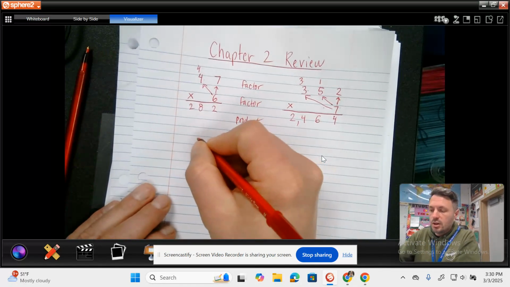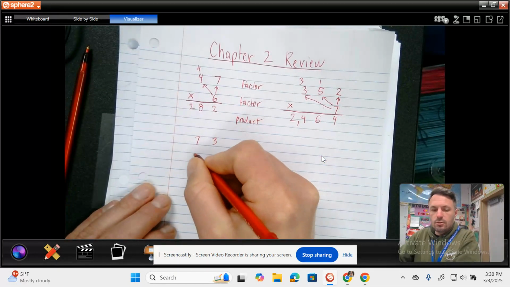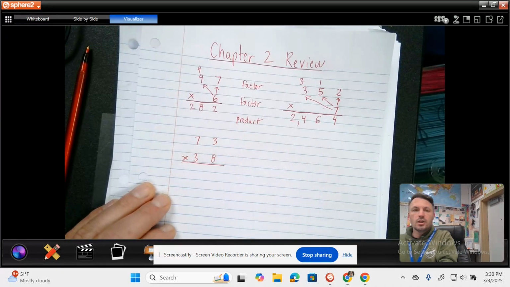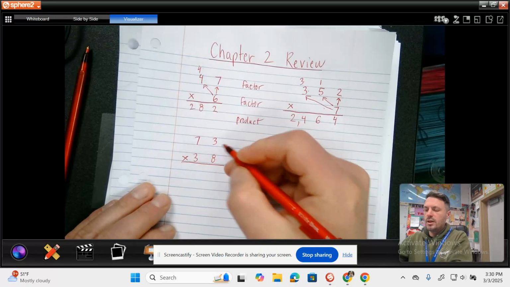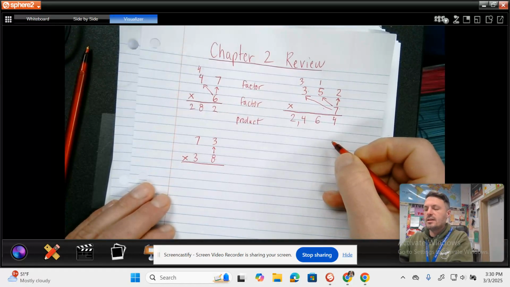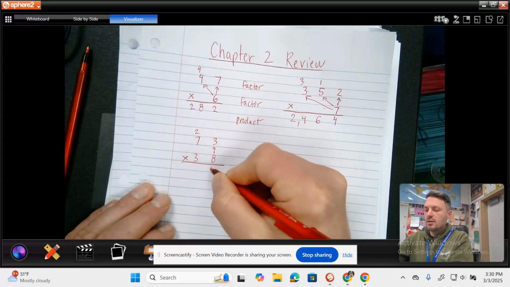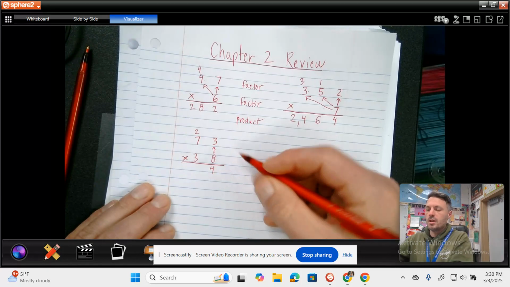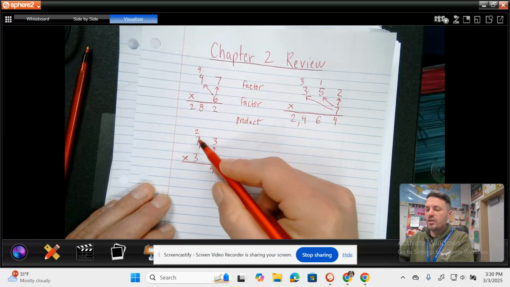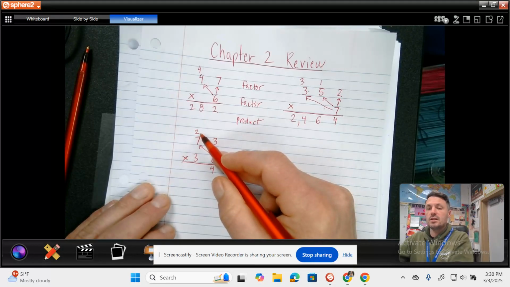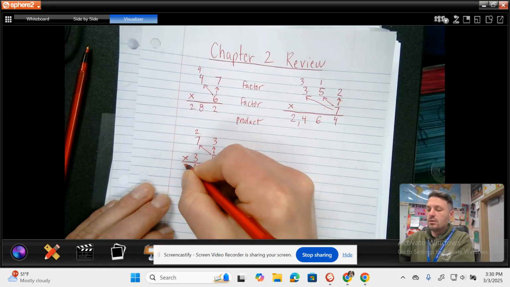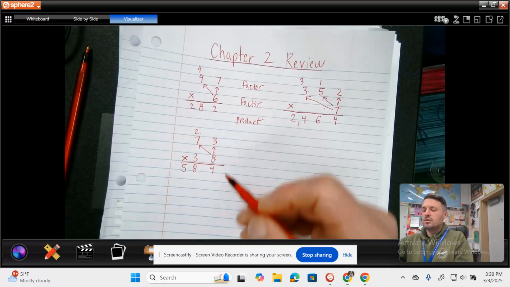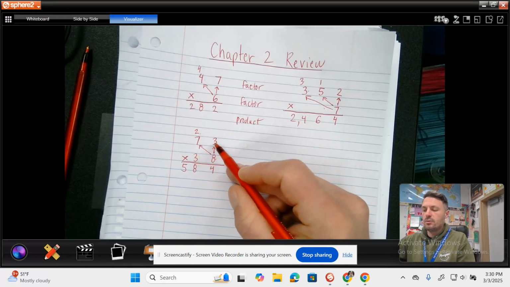What about multiplying a two-digit number by a two-digit number? Let's do 73 times 38. Okay, so here you start by multiplying the ones place on bottom by the ones place on top. And 8 times 3 is 24. We carry the 2 above the tens place, and the 4 goes right here. Then we do 8 times 7, that's 56. We add the 2, 56, 57, 58. So 58.